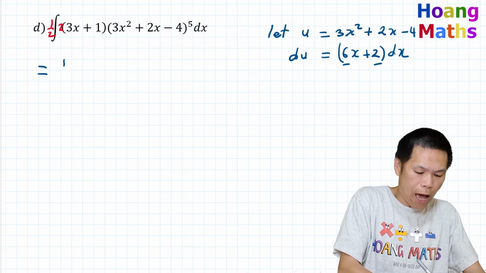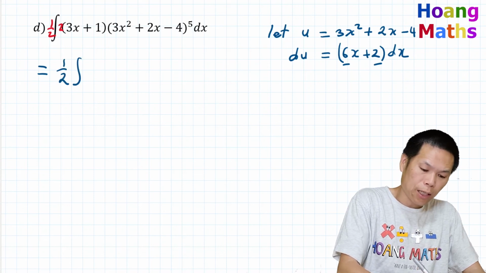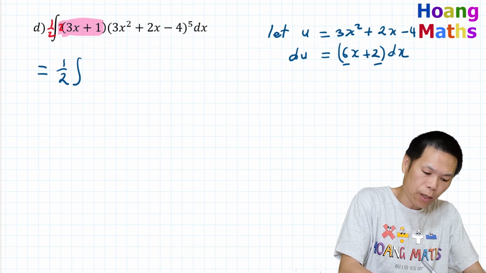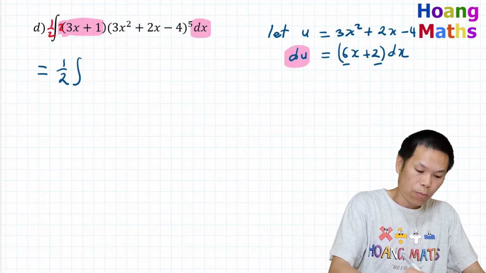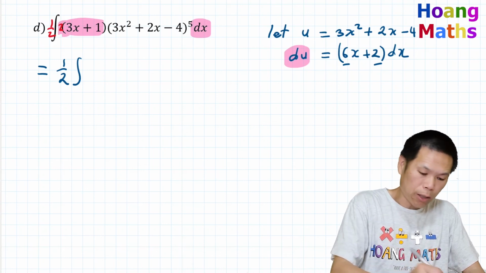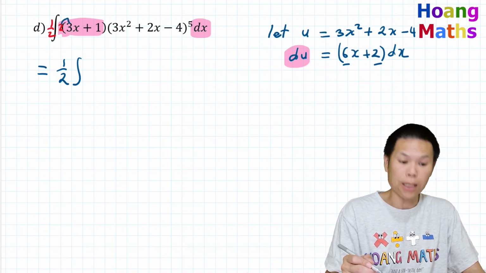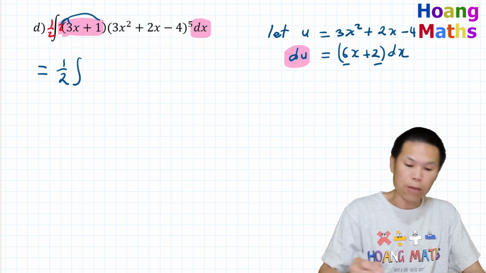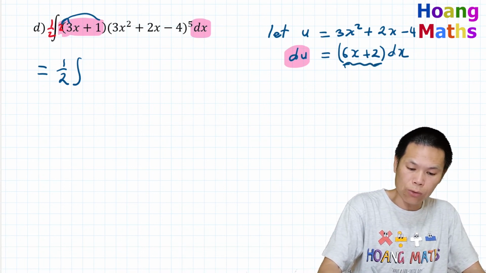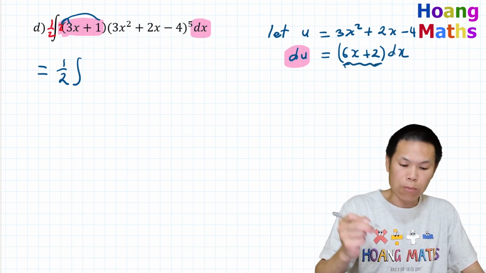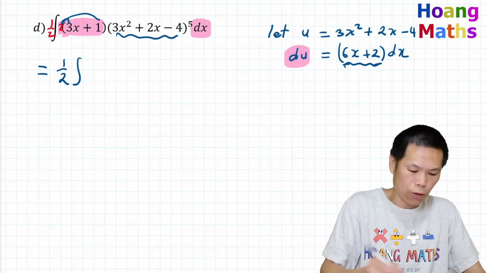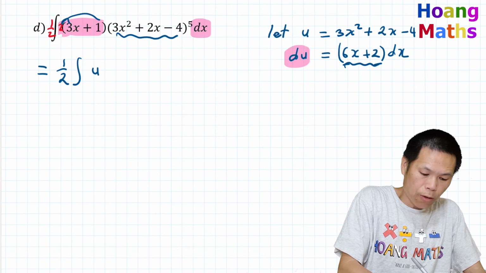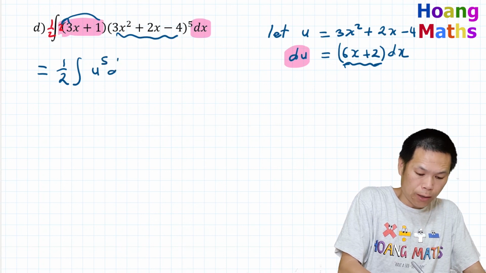So that will give me a half integrate. Now these two combine, okay, we multiply this, will give me this one here, du. Because if you think about it, this times that gives me 6x, and this times that gives me 2. So 6x plus 2, see, and dx. So that gives me du. And this function here is u. So u to the power 5 du.